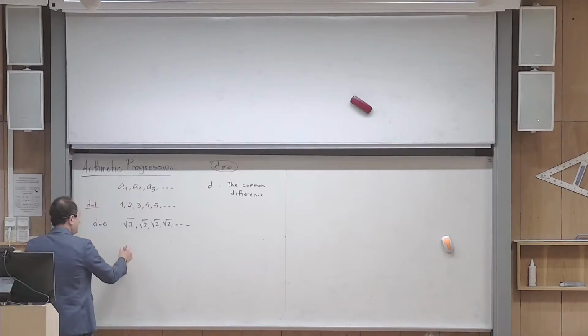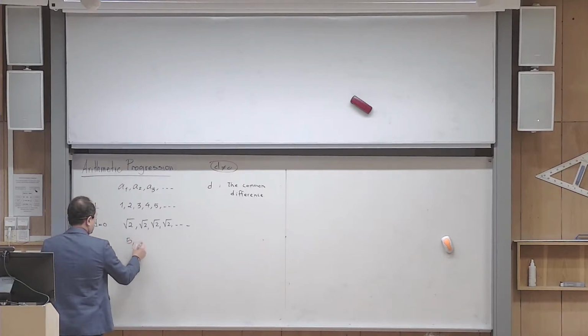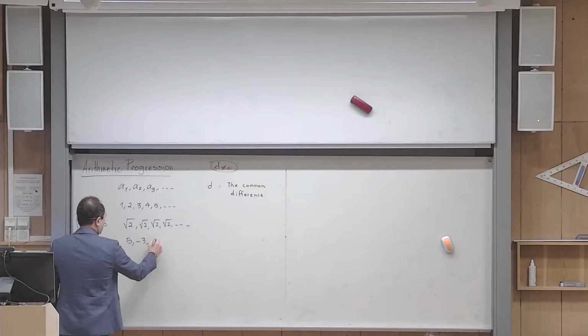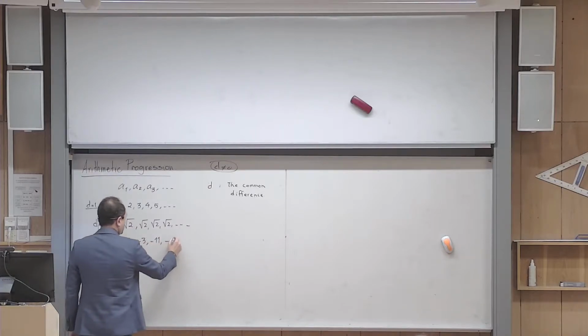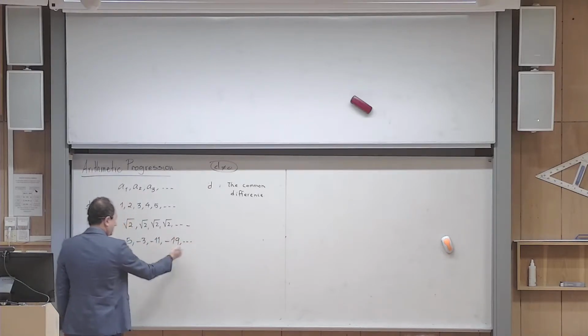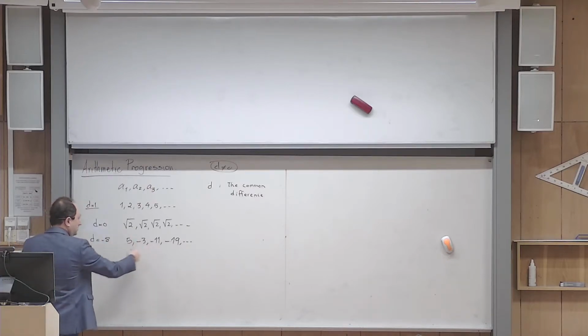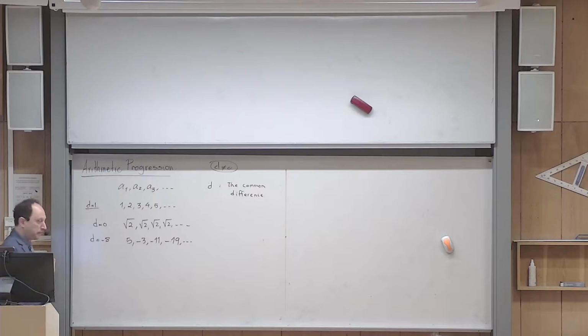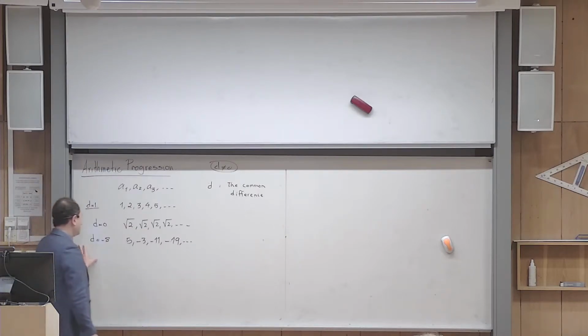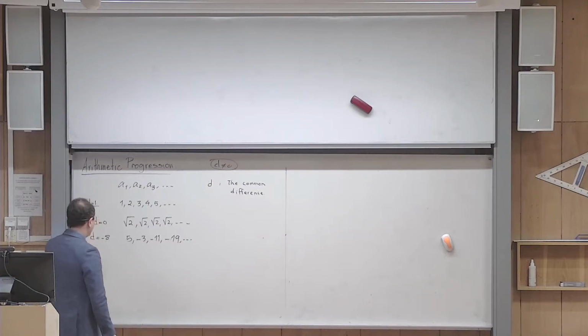But what about this one, for example, 5, minus 3, minus 11, minus 19. I hope that you agree that if this pattern continues, this is also an arithmetic progression. What is the common difference? Minus 8. I am adding minus 8 at a time to each term to generate the next term. Yes? So this is also an arithmetic progression. So it can be negative.